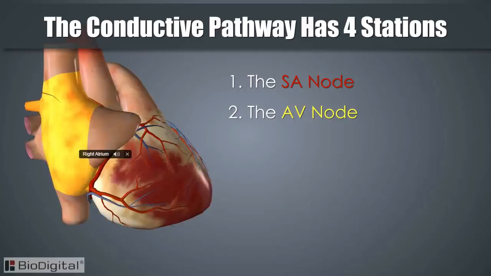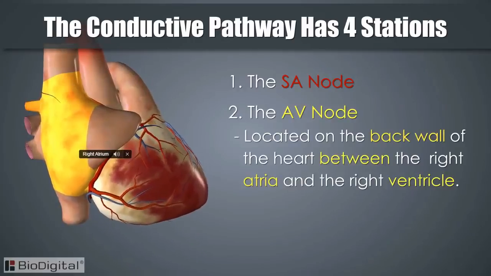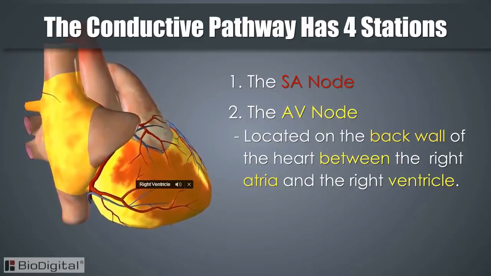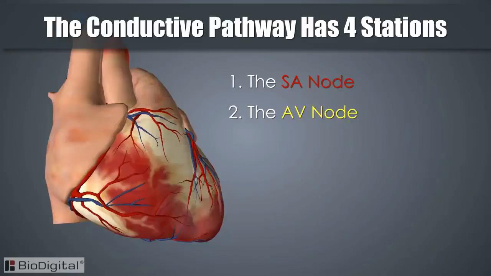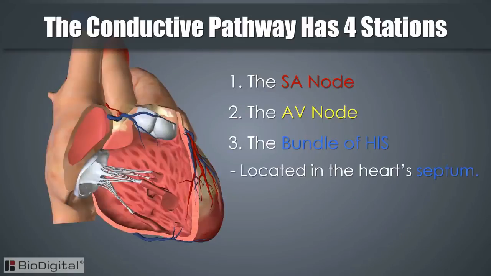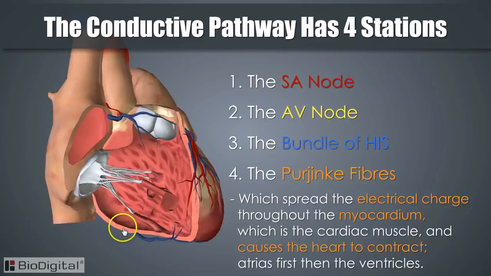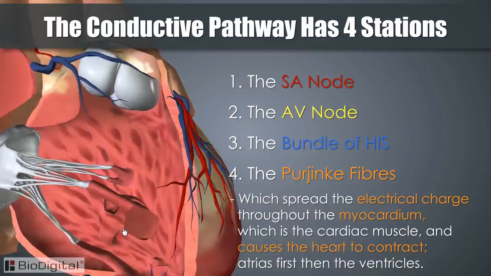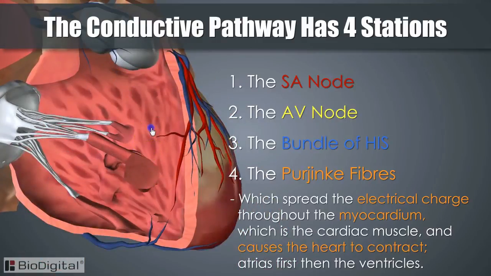The AV node is located on the back wall of the heart, between the right atria and the right ventricle. The spark is then passed into the next relay station, the bundle of His, located in the heart's septum, and lastly to the Purkinje fibers, which spread the electrical charge throughout the myocardium, which is the cardiac muscle, and causes the heart to contract, atria first and then the ventricles.